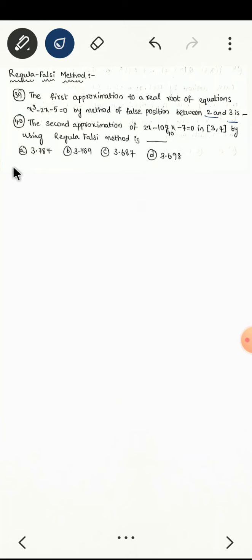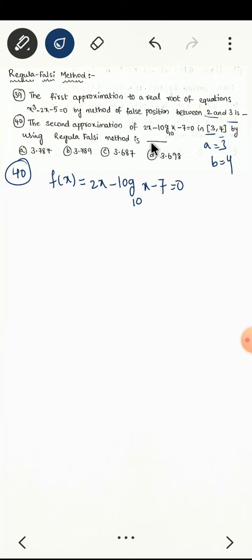So problem number 40. We have to find the second approximation. f of x is 2x minus log base 10 x minus 7 equal to 0, and they have given a equal to 3, b equal to 4. By the regula falsi method you have to find the second approximation. My dears, remember, whenever they have given log base 10, that means you have to apply log in the calculator. If they have given only log, then you have to apply natural log. Do remember this always.